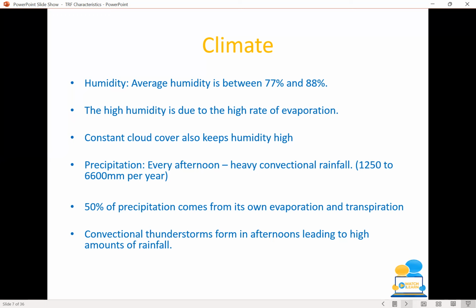Now, convectional thunderstorms form in afternoons, leading to very heavy rainfall, as we've already said, and then also, as I said already, can lead to thunder and lightning as well.